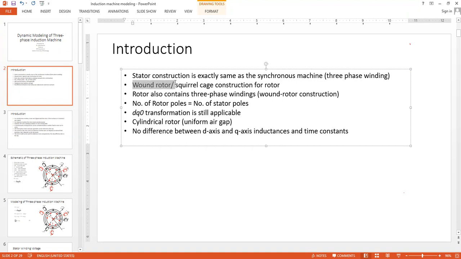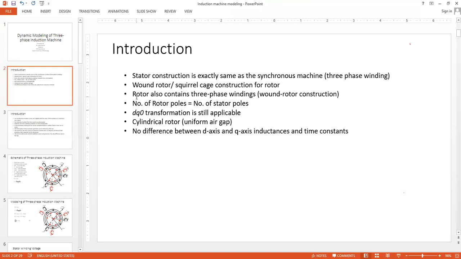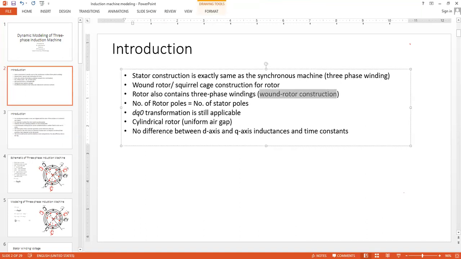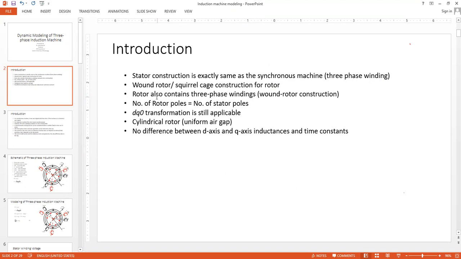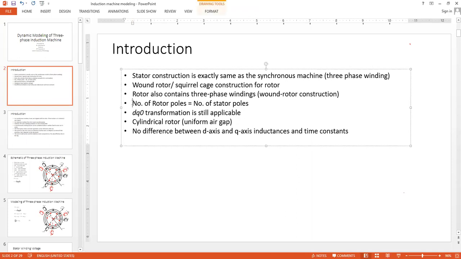And this is also, I mentioned just a few moments back, that you can have either wound rotor type or the squirrel cage type for the rotor construction. And if it is wound rotor type, in that case, the rotor also contains the three-phase windings, phase A, phase B, and phase C. And the rotor coils are such that whenever magnets are induced on the rotor body or the rotor coils, they are wound in such a manner that the number of rotor poles is exactly the same as the number of stator poles.